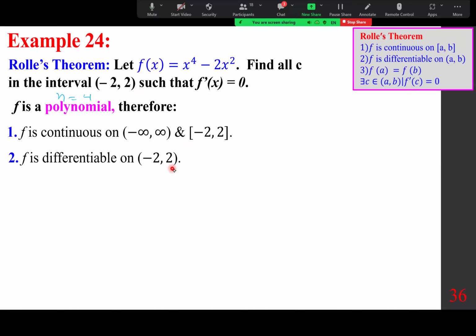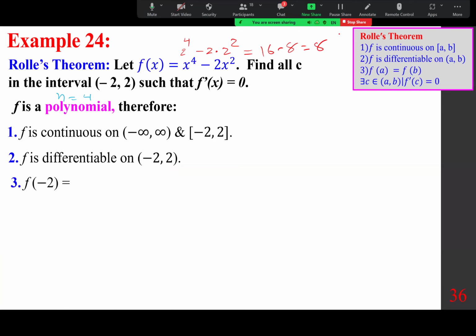All right. So we have those two. What is the third one? It says f of a must be equal to f of b. So you are going to plug in negative 2, and you're going to plug in 2 to see what happens. Clearly, if I plug in 2, 2 to the power of 4 is 16, minus 2 times 2 squared. And I hope you see that 2 to the power of 4 is 16, minus 2 times 4, 8, equals 8. So we see that, right?